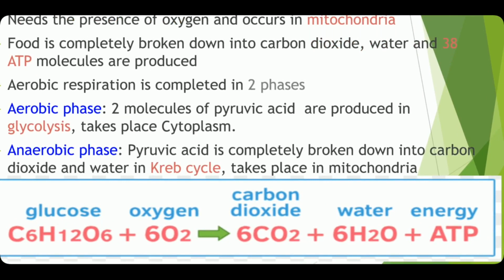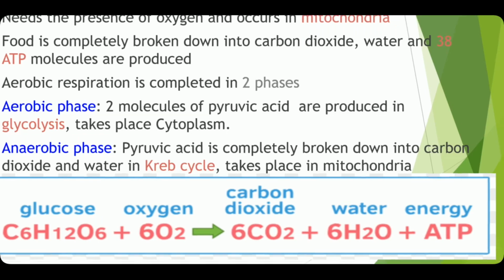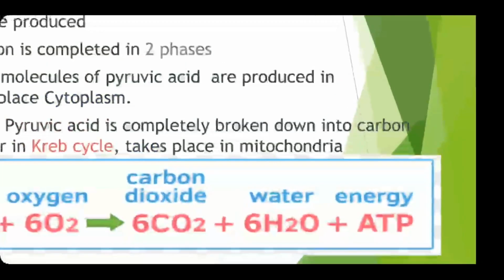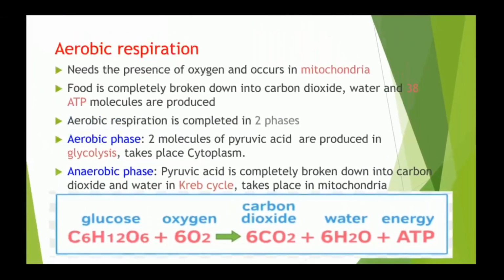C6H12O6 + 6O2. Okay, that is the formula. C6H12O6 is the formula of glucose, and then oxygen is there, which forms carbon dioxide, water, and ATP. Actually, aerobic respiration is not so easy. Different intermediary products are formed, but what is the starting reactant and what is the end product? We are going to discuss this only.